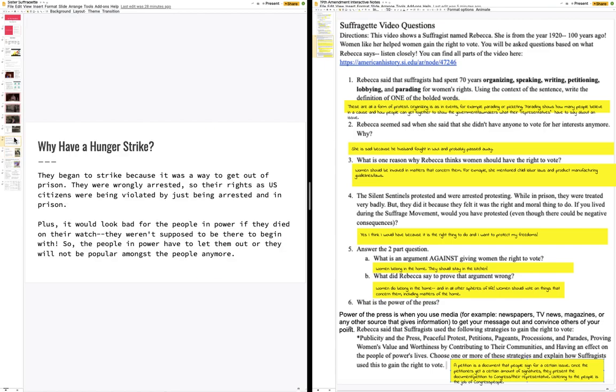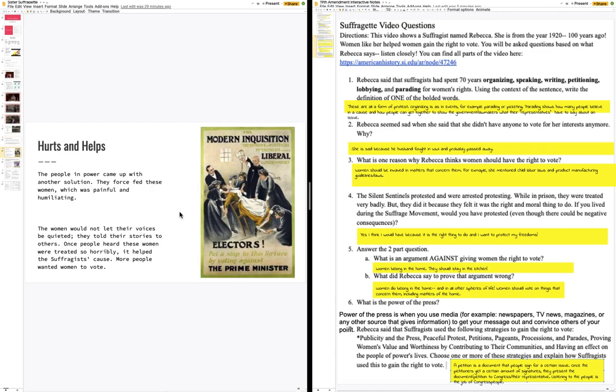However, when you hear about women striking, you hear about women starving themselves in prison because they weren't even supposed to be in prison to begin with. All they were doing was protesting for their rights, and they were thrown in prison. Not only that, but when they did hunger strike, people in power came up with a solution: if you don't eat, then we'll make you eat. You're not going to die on our watch and make us look bad. We'll just make you look bad. It was a painful and humiliating experience being force-fed.